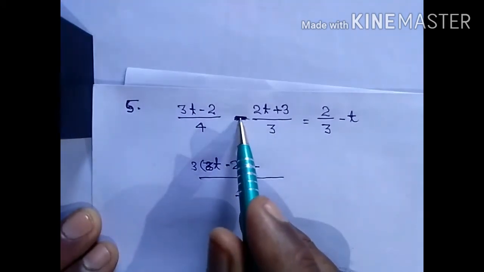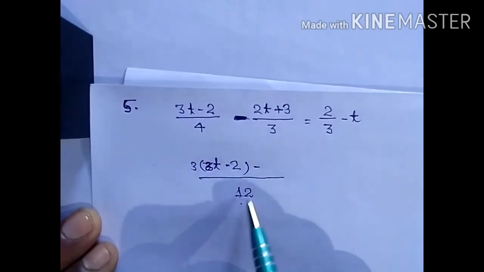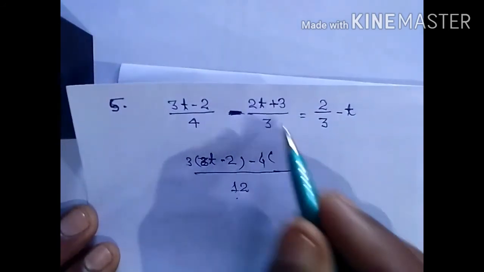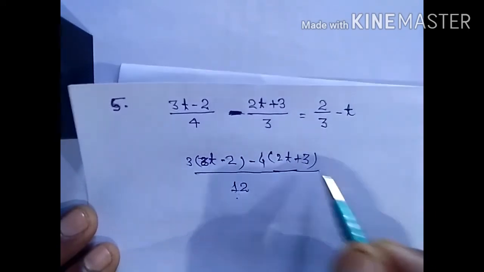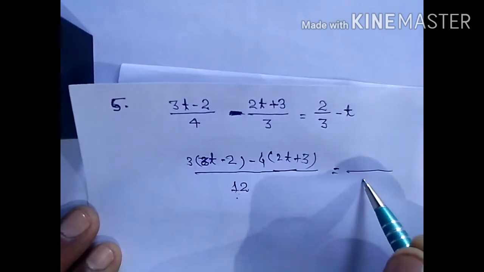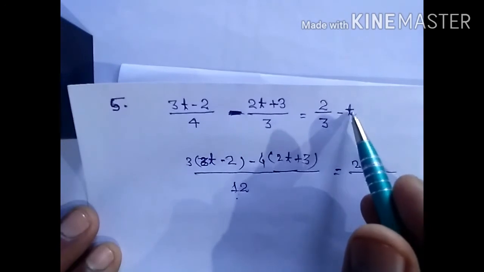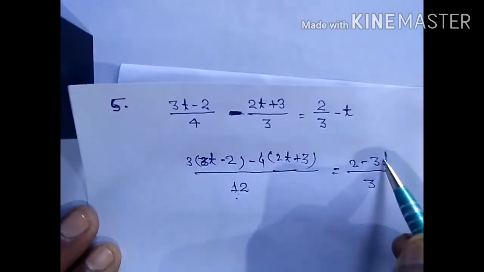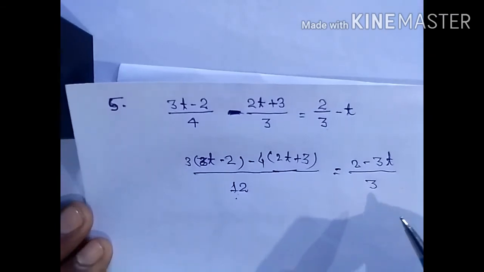Minus, because here is a sign of negative, that is minus, and 3 times 4 is 12. So we have to multiply this by 4. 4 into this one, 2t plus 3 is equal to, after taking LCM 3 here, we will write it like this, student: 3, this one 2, because this is 2 by 3 and this is t by 1. So 1 times 3 is 3, so it will be minus 3t, because we have to multiply this numerator by 3 after taking the LCM as 3.